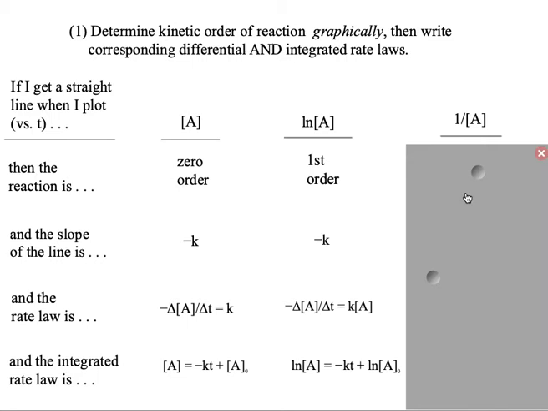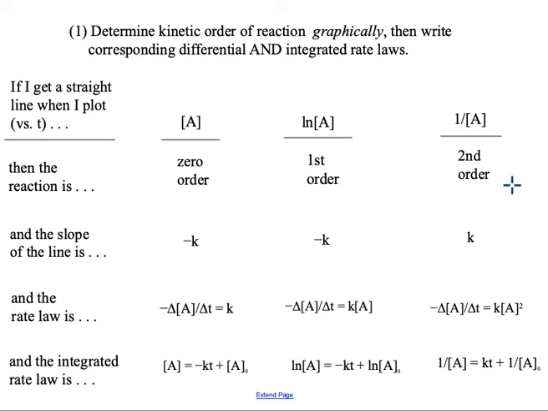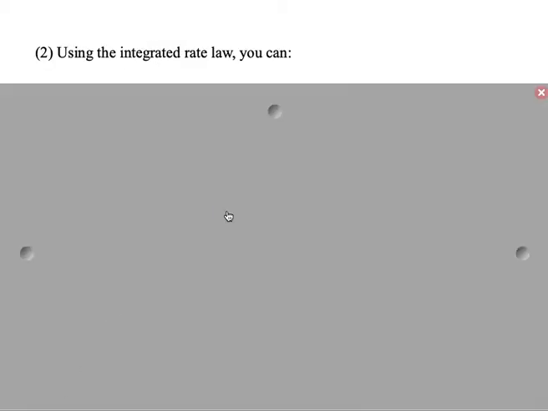Finally, if I get a straight line when I graph the reciprocal of the concentration of A versus time, then the reaction is second order, the slope of the line is k, and I can write both the integrated and differential rate laws. How convenient is that? So let's take an example of this. Okay, let's talk about this.